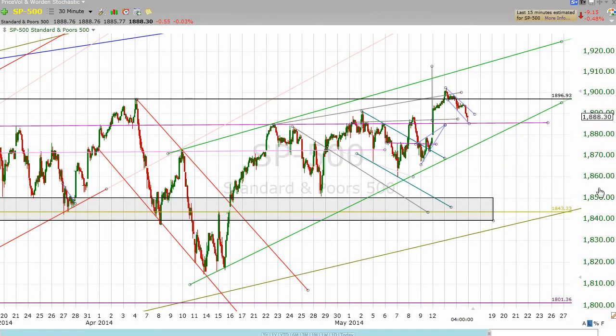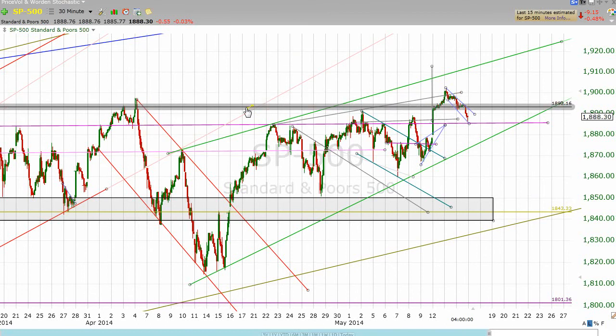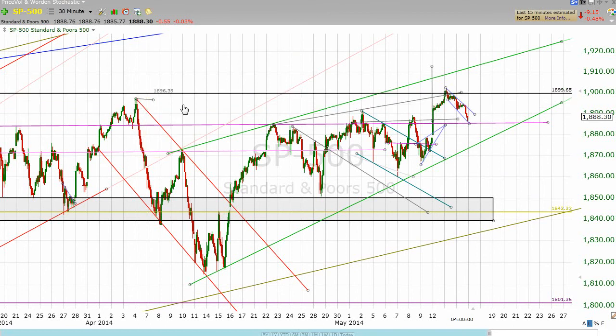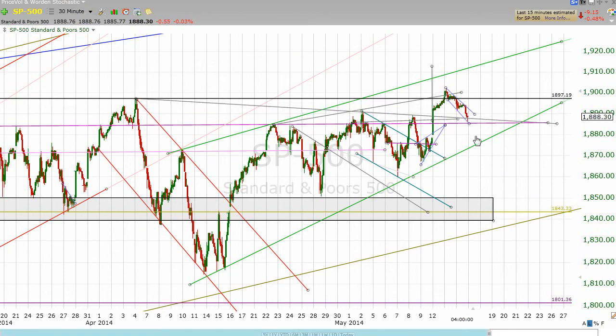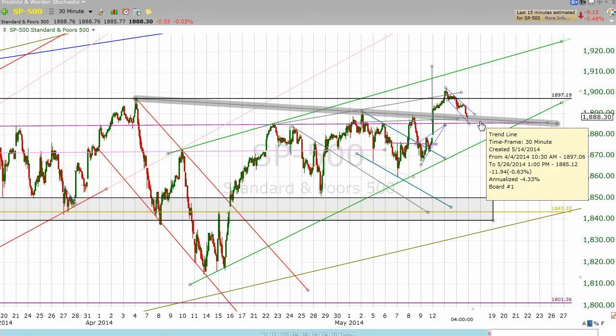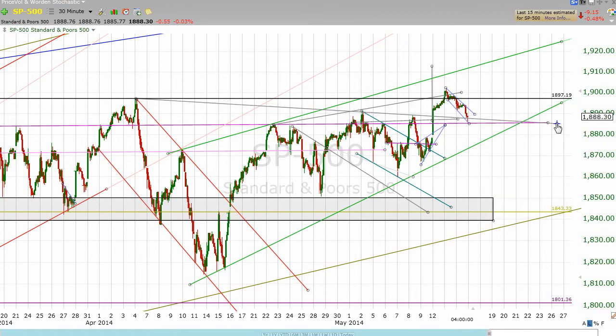Here you can put it into perspective again. One other thing I'll do just very briefly is if we go back to this high back in early April, and we snap a line over the highs in early May, we closed just a little bit over that line or right on it.